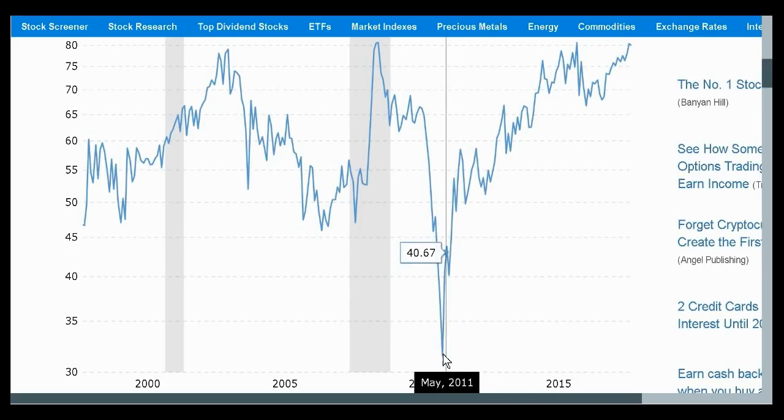And the opposite is true if it goes way, way down. You may want to lighten up on your silver holdings and focus more on buying gold when it's down here.